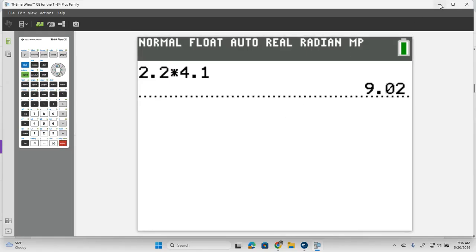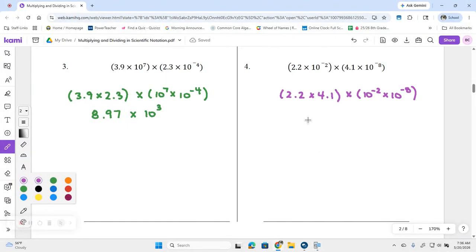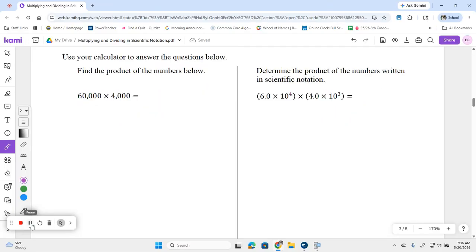2.2 times 4.1 is 9.02. 10 to the negative 2nd times 10 to the negative 8th would be 10 to the negative 10th. All right, so far we've multiplied numbers, and every time we've ended up with a product that is in scientific notation. But that's not always going to be the case.